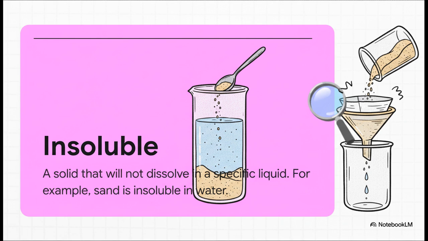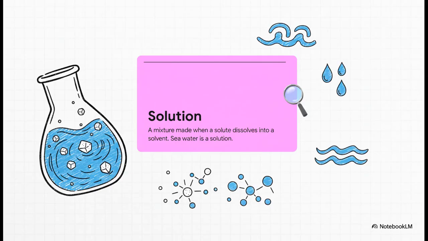Think about it. If you dump a scoop of sand into a glass of water and stir it all you want, you don't get sandy water, right? You just get wet sand sitting at the bottom. The sand particles stay whole. They are insoluble. And then you have the complete opposite, a solution. This is what happens when a solid does dissolve, like when you stir salt into water. The salt seems to just vanish. It becomes the solute, spreading out completely inside the solvent, which is the water. Getting this difference is absolutely essential for what's coming next.